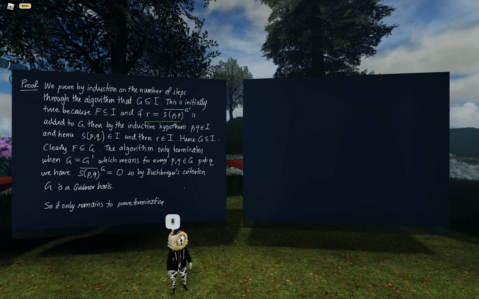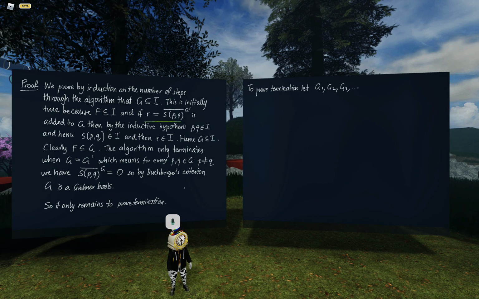Okay. To prove termination, let G1, G2, G3, and so on be the state of this variable G at the beginning of every iteration of the for loop.